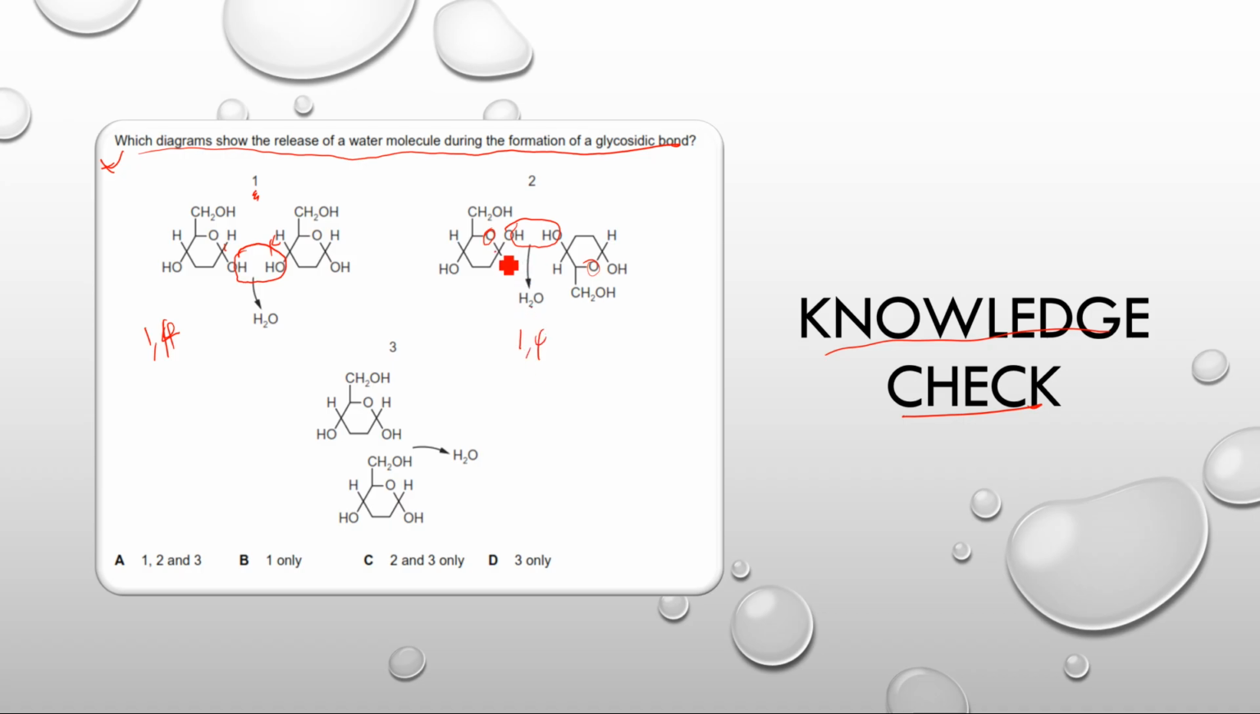Because this is the first carbon atom here, and this is the fourth carbon atom here, a glycosidic bond is formed between them. Now, if you check number 3, you can see that the H here undergoes a condensation reaction with the OH here. This is the sixth carbon atom, because this is 1, 2, 3, 4, 5. So this gives us a 1,6 link.